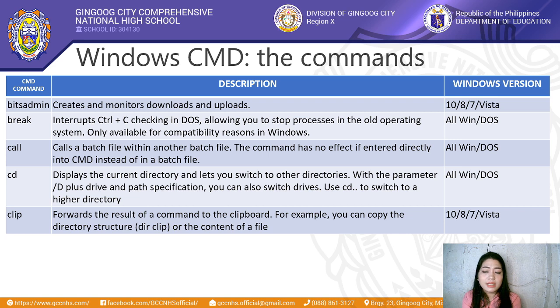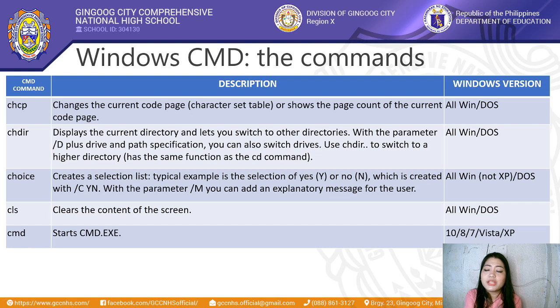We have CD, I already discussed that earlier. We have clip, which forwards the result of a command to the clipboard. For example, you can copy the directory structure or the content of a file. We have chcp, which changes the current code page or shows the page count of the current code page. Chdir, or change directory, displays the current directory and lets you switch to other directories. Choice creates a selection list. A typical example is a selection of yes or no, which is created with /c yn.